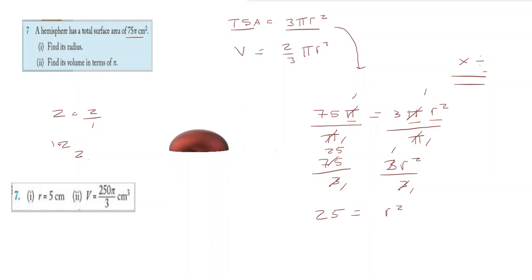Now again, what we have here is an index. If I have r squared, the opposite of that is going to be the second root, or the square root. So in order to get rid of this square, this index, I have to get the square root of this. The square root just means the second root. If I get the square root of this side, I have to get the square root of this side as well. So these two will cancel out, and that will just leave you with r. So r is going to be equal to the square root of 25, which is 5.